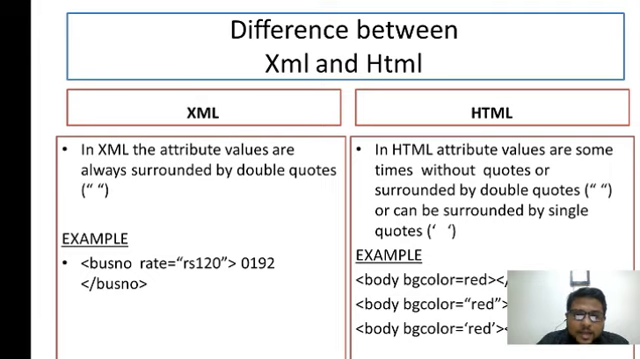So I have given 3 examples. See, body is the tag, bgcolor is the attribute, and red is the attribute value. The first case I did not give inverted commas, that is quotations. In the second case I have given double inverted commas or double quotes, and in the third case I have given single quotes, and all three will run. So that is the major difference. Attribute values in XML need double inverted commas, but in HTML you can give double inverted commas, you can give single inverted commas, or you may not give any, but still it will work.